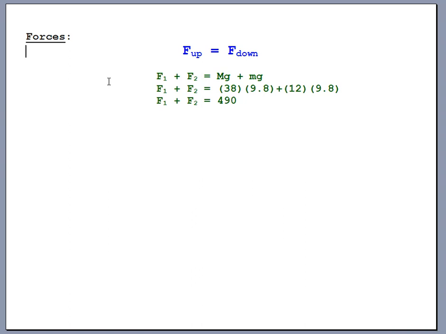It's a truthful statement, but right now it's not useful because it's underdetermined. There's not enough information there to solve for F1 and find a value. I can only see that their sum is 490, so I need more information. So now I'm going to take a look at torques. I'm going to look at the second condition of equilibrium.